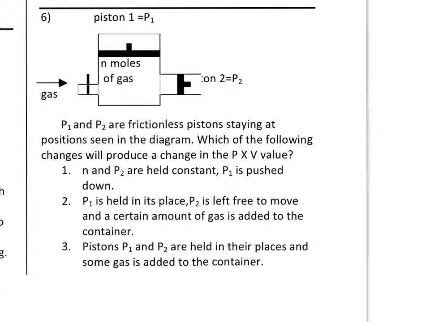According to Boyle's law, when N and T are constant, P times V is a constant value. So according to Boyle's law, let's look at number 1, number 2, and number 3, whether P times V will stay constant or will change. Our purpose is to find in which of these cases P times V will change.